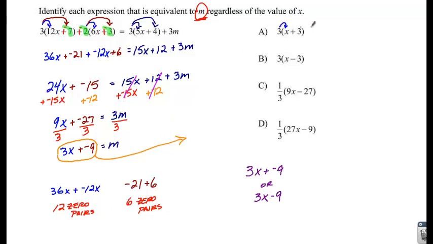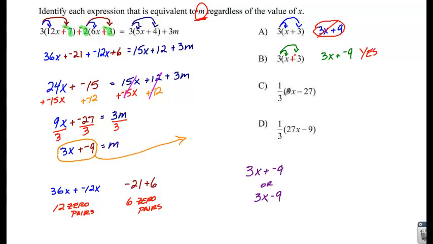Simplify A, 3 times x, 3x, 3 times 3, 9, 3x plus 9, 3x plus negative 9, not the same thing. Not the same thing. All right, let's change this to addition of a negative before we simplify it. 3 times x, 3x. 3 times negative 3, that's plus negative 9, and that's a yes. That is equivalent. 3x plus negative 9, 3x plus negative 9.